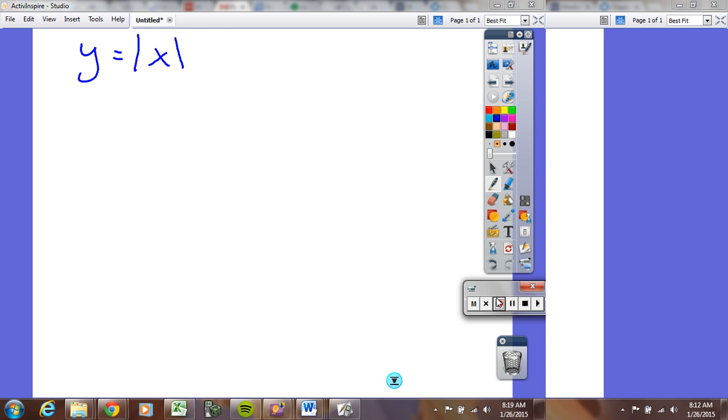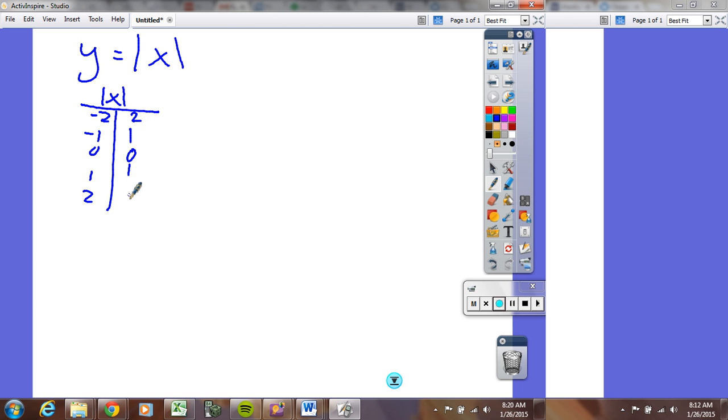So here we go. I'm going to just do my Fab 5 again because most of the time my Fab 5 gets pretty much every graph, or at least its parent function. Hence I said most. Okay? So if I plug -2 in the absolute value, what comes out? 2. How about 1? 1. So here's our graph.